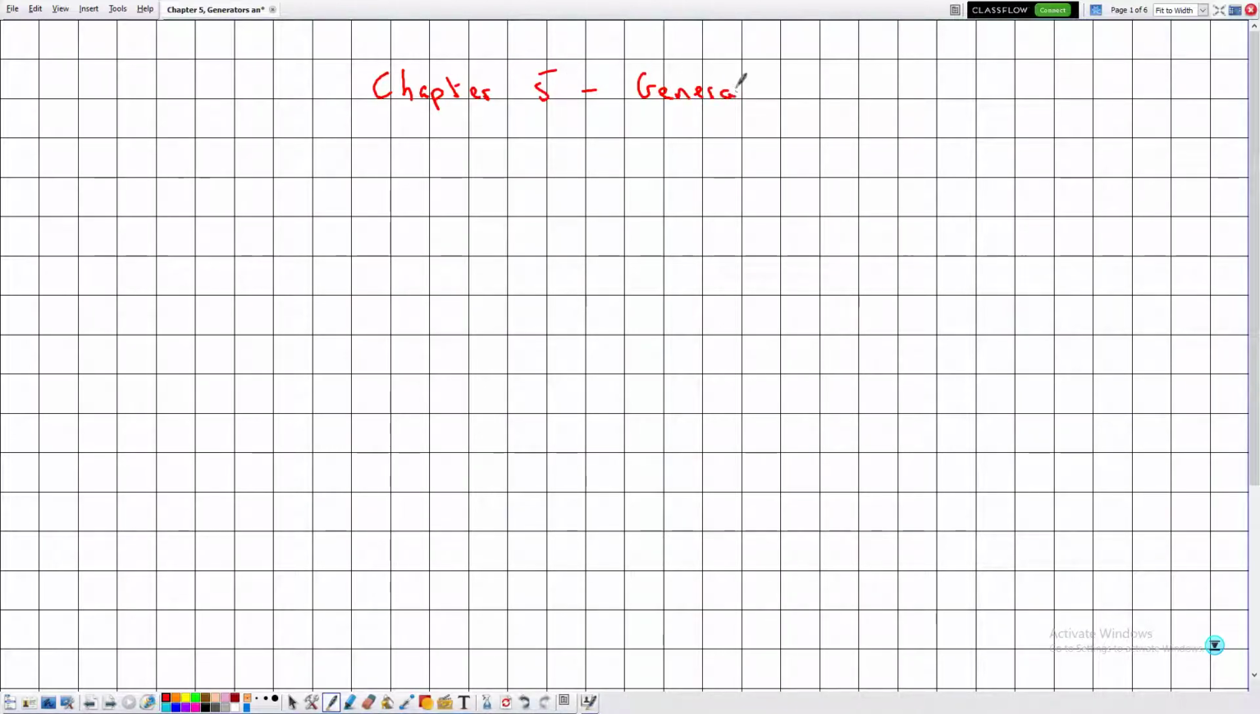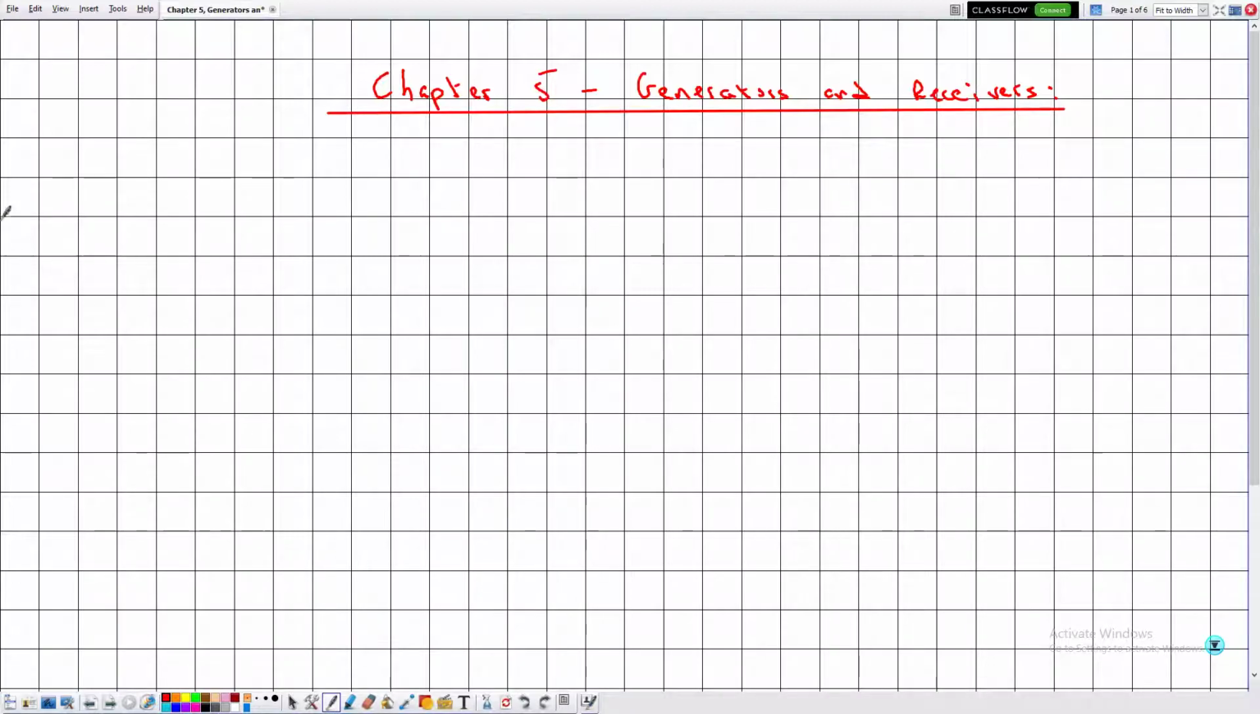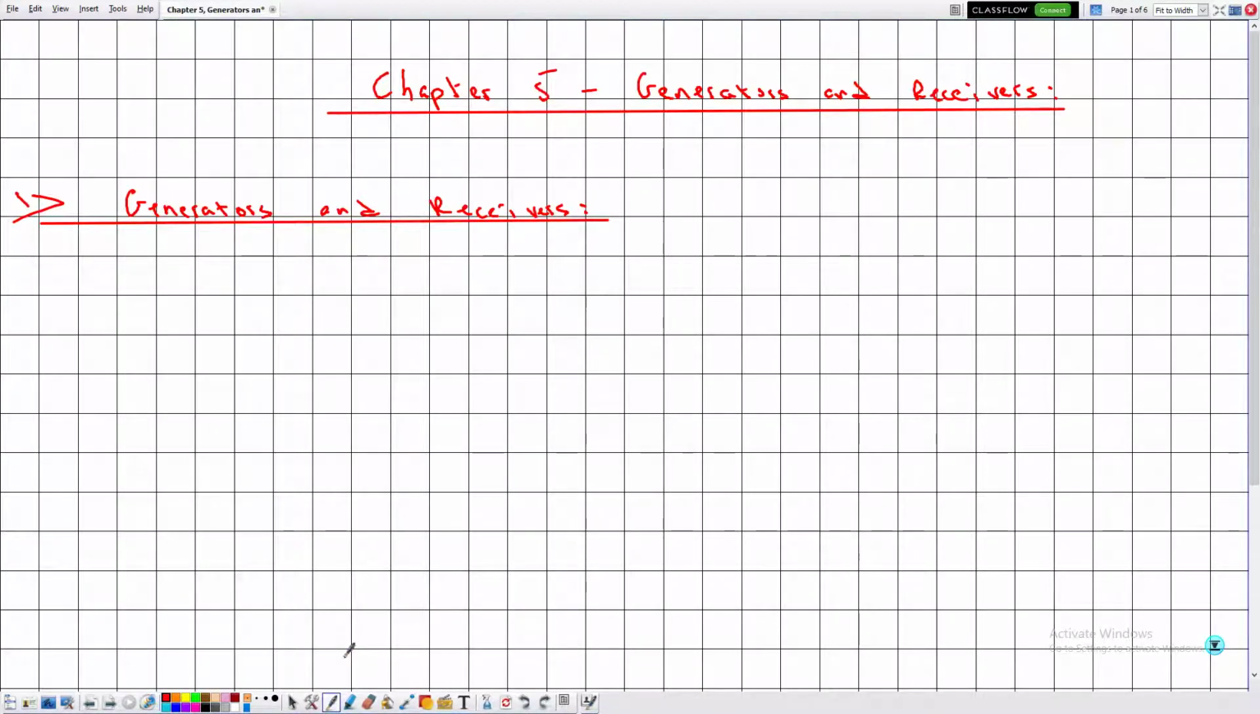Generators and receivers. And let me write here section number 1, which is the generators and receivers, in order to define or to explain what is meant by each of these two terms. And let me start by explaining what is meant by a generator.